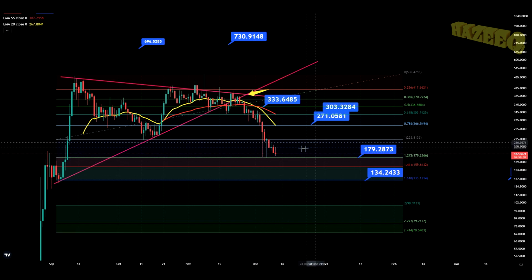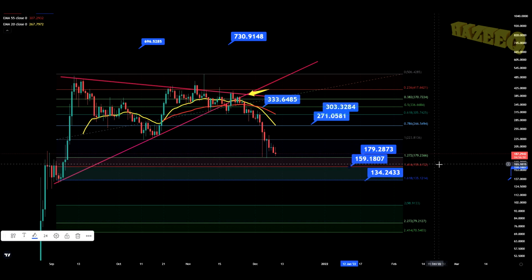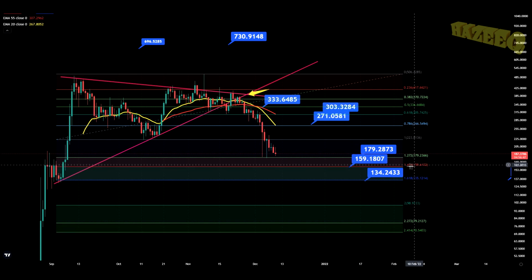So for now, this is a good area to potentially start dollar cost averaging. And just in case, have some buy orders, not financial advice, but you can have some buy orders at the 1.414 and at the 1.618. So that's $160 and $135 respectively.